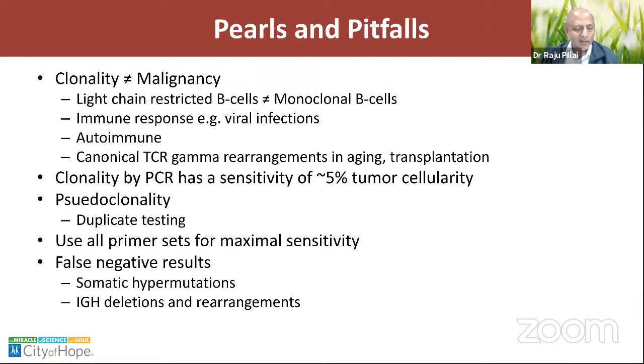Some pitfalls and lessons learned. Clonality on a molecular test: let's say you send it out and it comes back positive for B cell IgH gene rearrangement. That does not equate to malignancy. There are also some instances where light chain restricted B cells, when we did the molecular testing, turned out to be negative. So even light chain restriction does not make it clonal. Viral infections are notorious for producing positive results in IgH and IgK. Autoimmune disease is another one. And then there are aging-related T-cell gene rearrangements that can also look apparently positive.